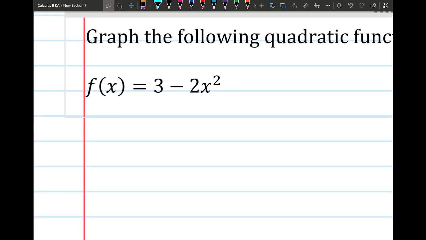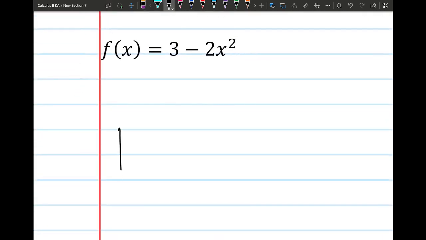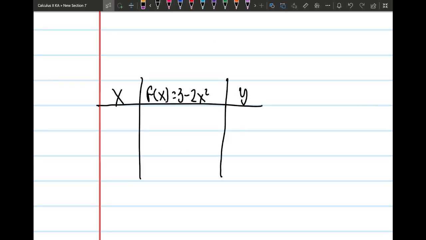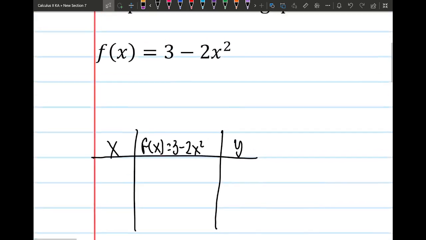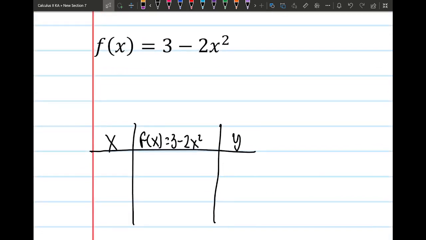Typically I would go from -4 to 4. Actually, no, from -2 to 2. So here we have a table of values, and I'm going to do it, like I said, from -2 to 2.